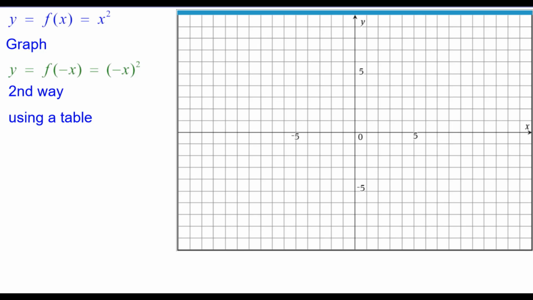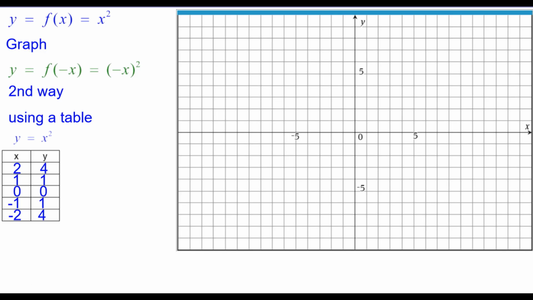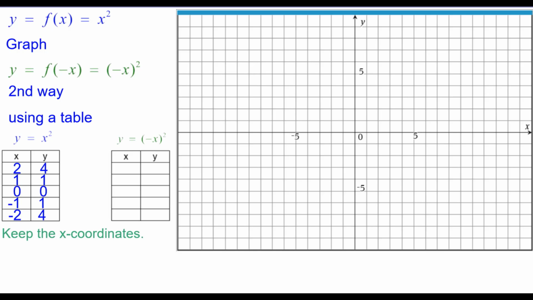Let's look at a second way using a table. So here are 5 points we usually use when graphing a parabola. And so we're going to keep the x coordinates the same, but we have to take the opposite of them and then square them. So the opposite of 2 is -2, squared is +4. And so we'll plot 2, 4.